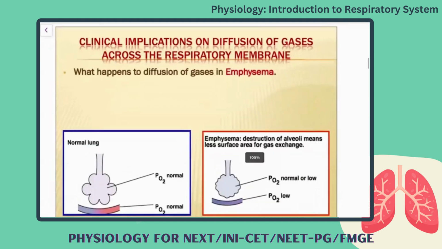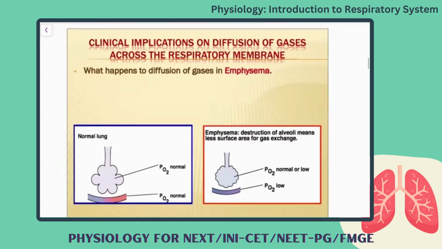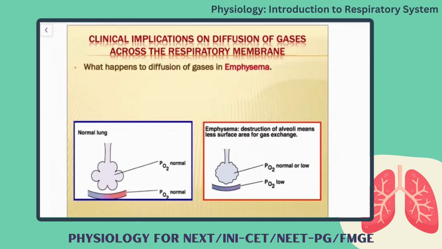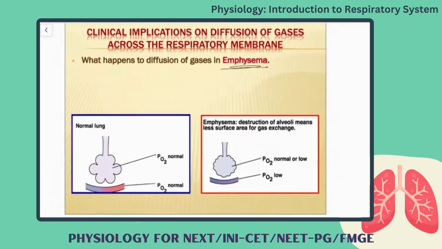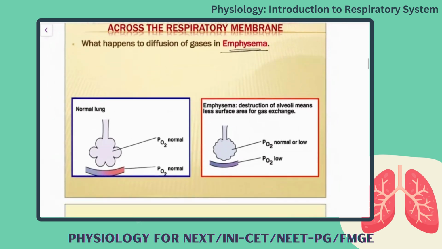And now when talking about the respiratory membrane and a few clinical conditions, we will see how it looks. See, in case of emphysema, there is destruction in the wall of the alveoli. When there is destruction in the alveolar wall, it means the alveolar epithelium is damaged. So in that case, the respiratory membrane will not play its role in the oxygen and carbon dioxide exchange.